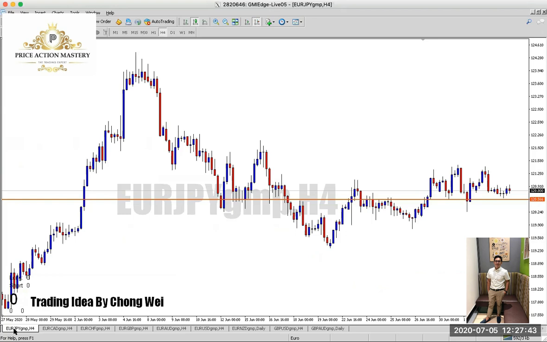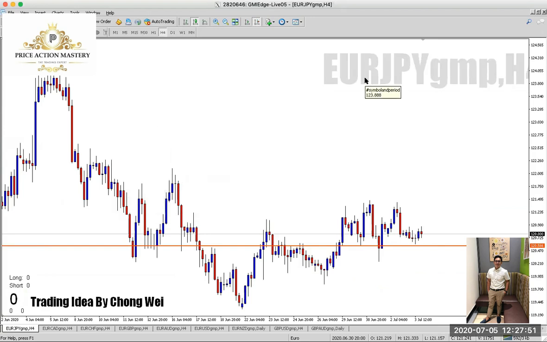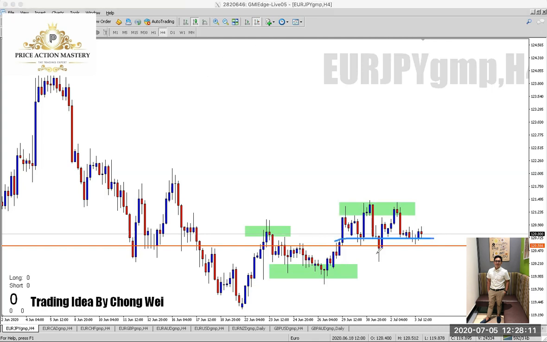Okay, next will be the Euro pairs. For Euro JPY, we can see that overall it is still an uptrend: high, low, higher high. So I'll just have my buy trades over this area, and here. This is the so-called uptrend range. We can have a buy, then a sell range until this level. Then I'll be exiting.